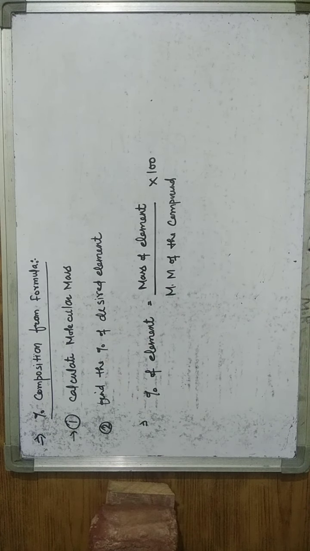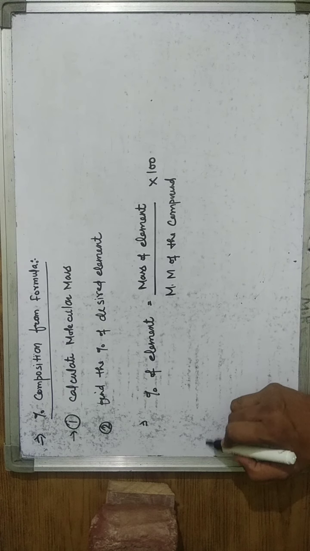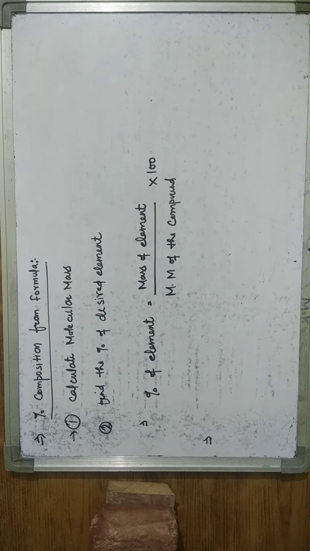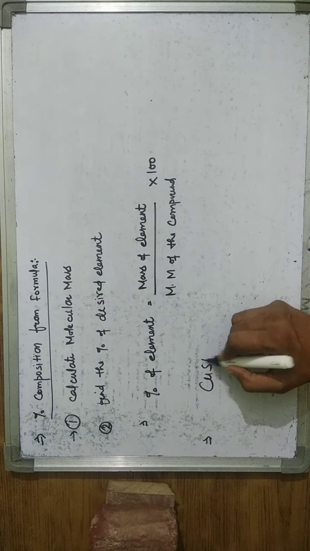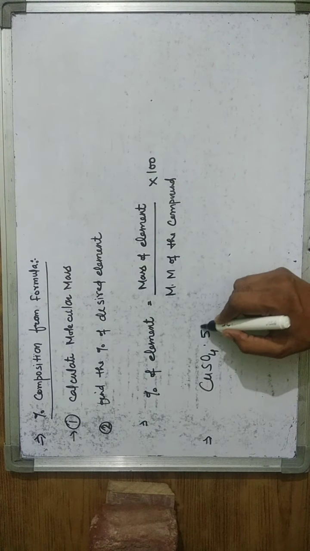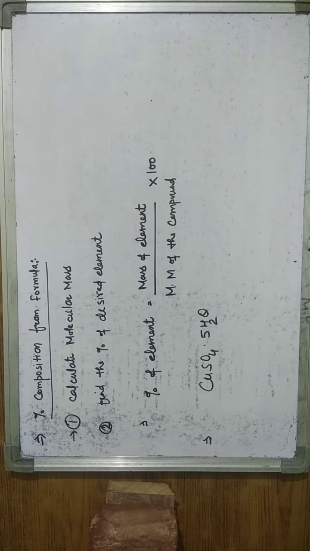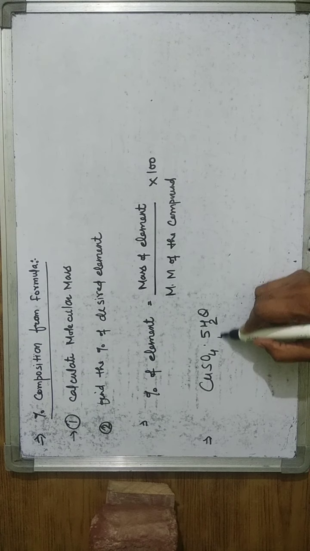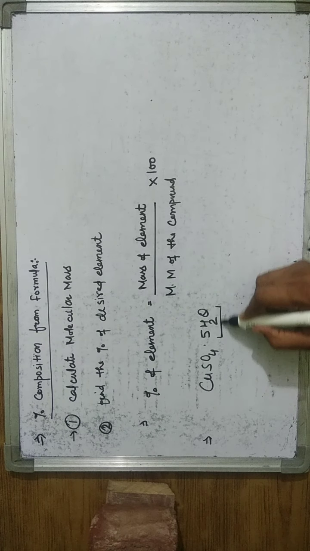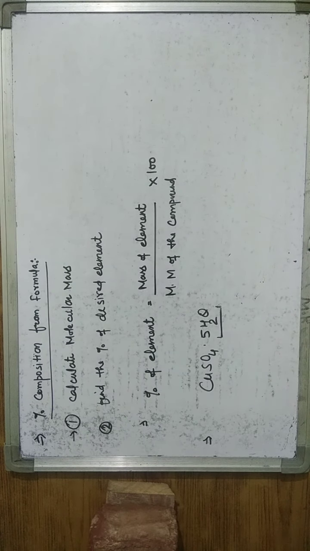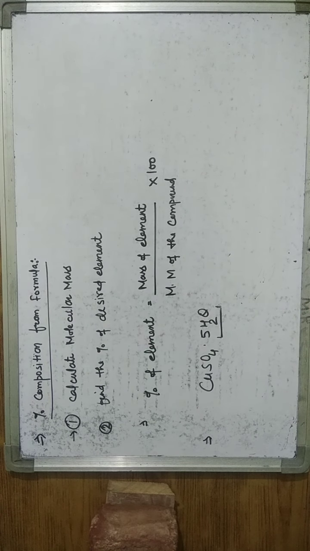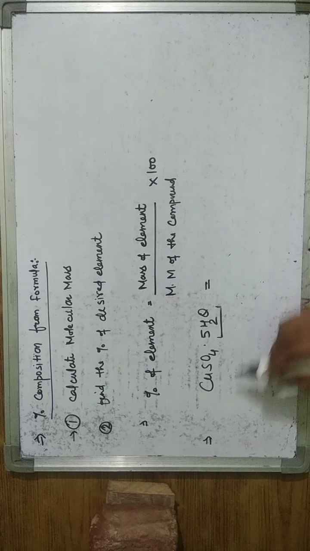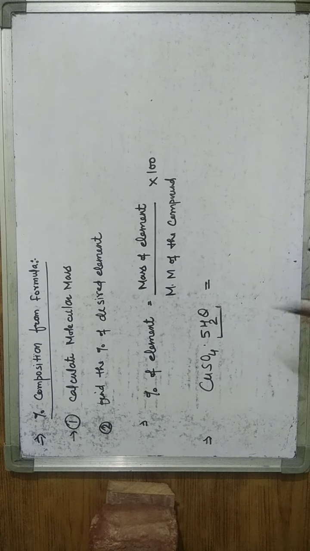Now I teach you this with the help of an example. Suppose we have blue vitriol, copper sulfate pentahydrate, and I want to find out the percentage of water of crystallization. This is the water of crystallization. I want to find out what percentage of water is present in this formula. Now first you will calculate the molecular mass of this formula.